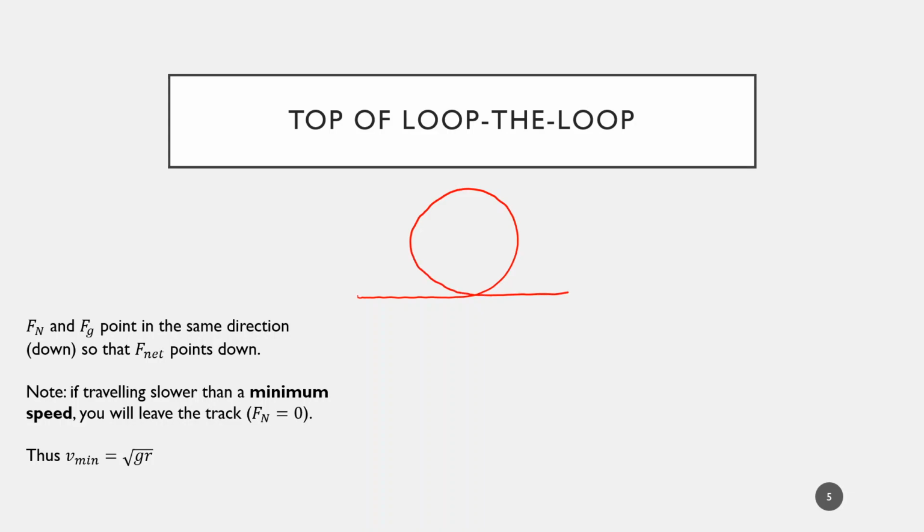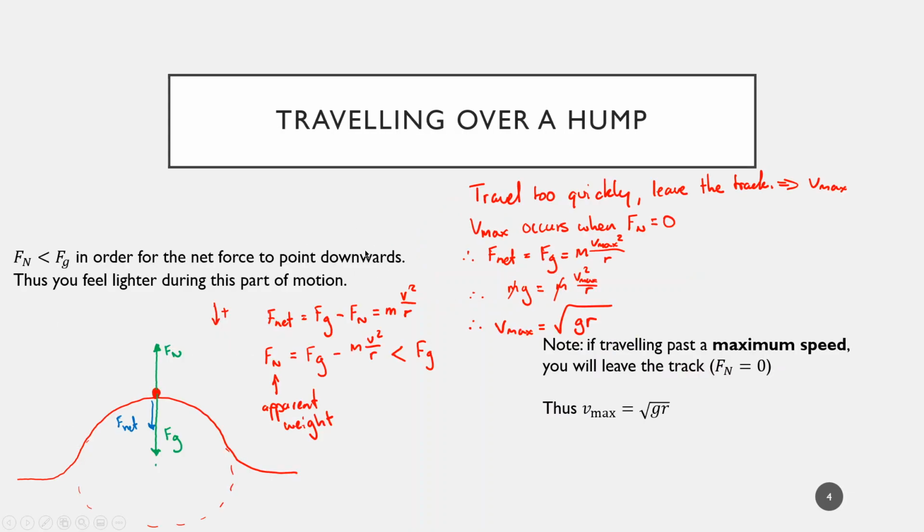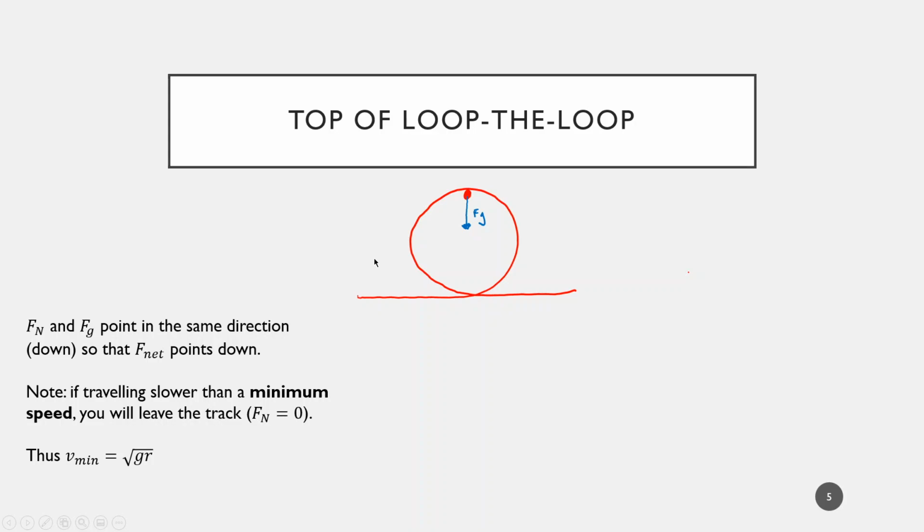Okay, and we're analyzing what's going on at the top of the loop. All right, so let's draw our forces in. What's acting? Well, we've got a downwards force, gravity. Gravity is downwards. But if you're at this point on the track, the point of contact is above the object, so the normal force must be pointing downwards. Okay, so the normal force is also pointing downwards.